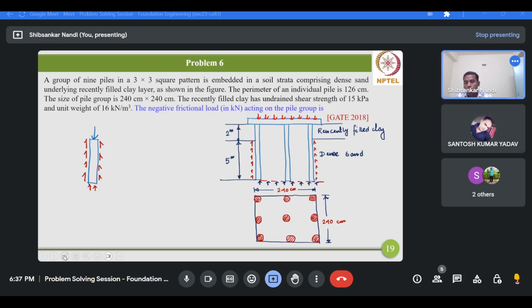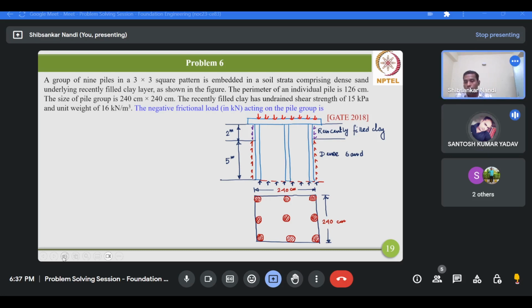However, for the recently placed clay, it will act in the downward direction. So therefore, it will not contribute to the resistance of the pile. So it will contribute towards the load. It's an additional load due to negative skin friction.